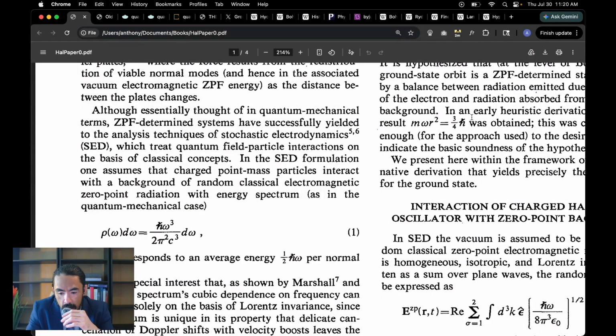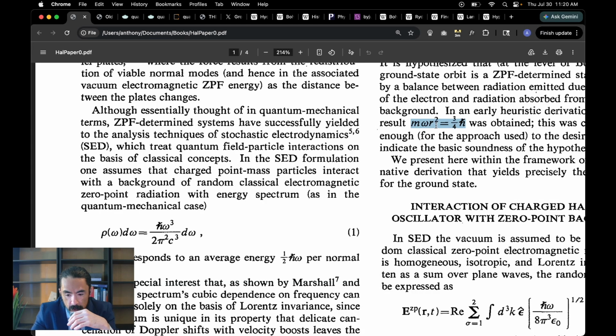I'll mention, skipping over here onto the other side of the page, 1975B comes up with this m omega r squared equals 3/4 h bar result. It's on page 11 of the 1975B Boyer citation. I think that's number 6. Oh, I guess both of those papers constitute citation 5, but the second of them, which is in the citation, that's what I mean by 1975B.